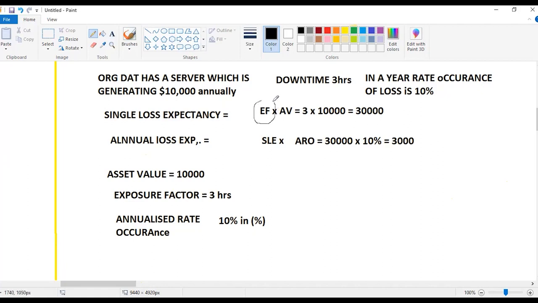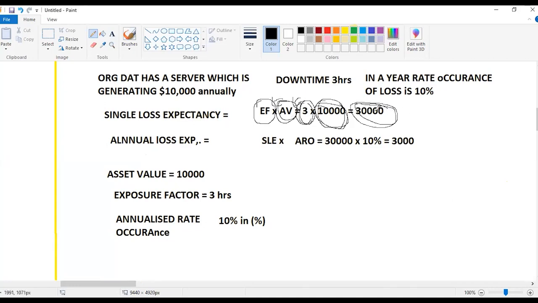Okay, so exposure factor: how much time your server is in a downtime state. Then the asset value: how much you were generating if you never faced the downtime. Say $10,000, but suddenly you faced a downtime of 3 hours. So you multiply the 3 hours and the asset value, and this is your loss: $30,000.